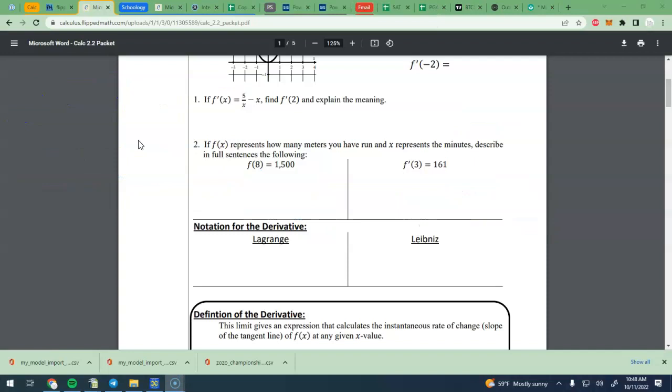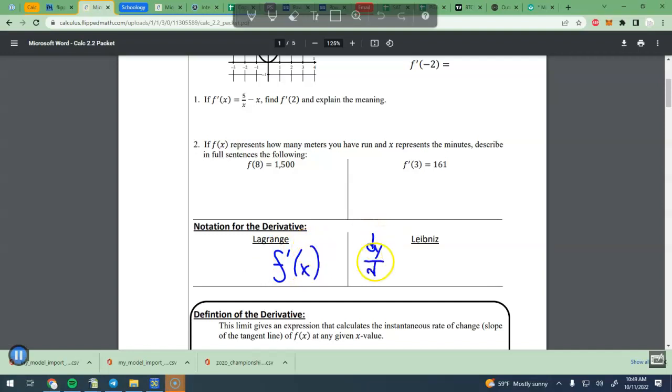I don't even know which one of these is which. Is this the dy over dx? So this is like f. This is like f prime of x. This is dy over dx. They both mean derivative. I've never in my life had to know which one was which.